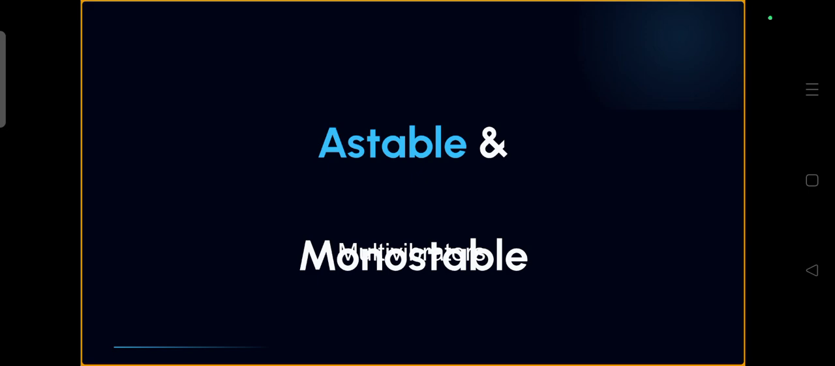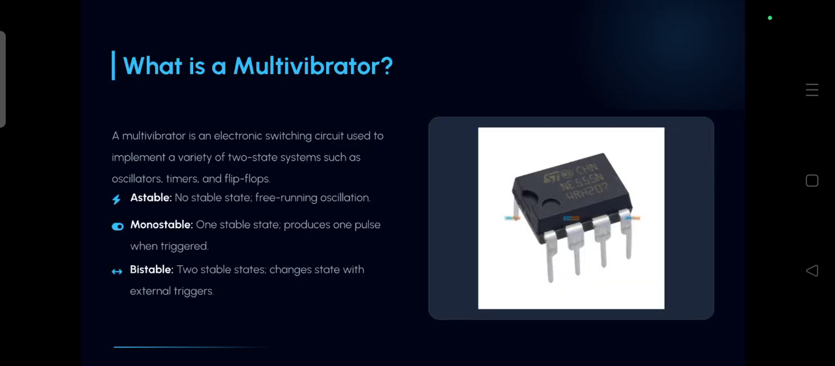Now we are going to talk about astable and monostable multivibrators. First, what are multivibrators? A multivibrator is an electronic switching circuit used to implement a variety of two-state systems such as oscillators, timers, and flip-flops.